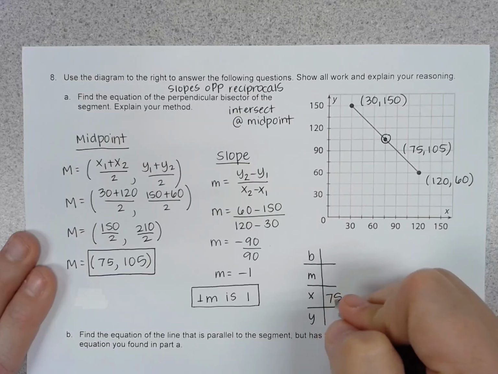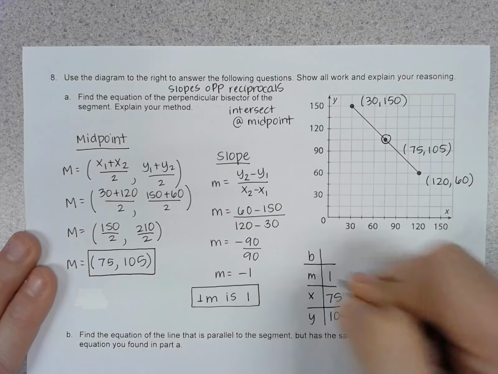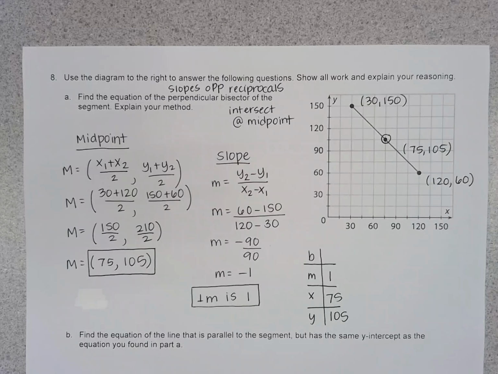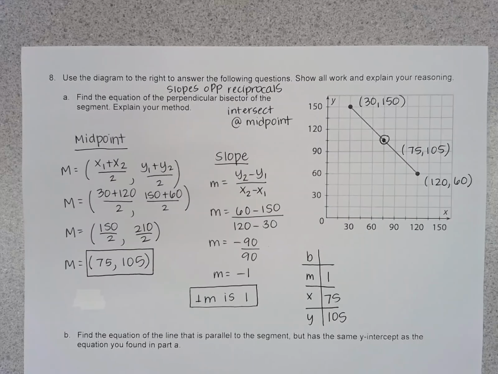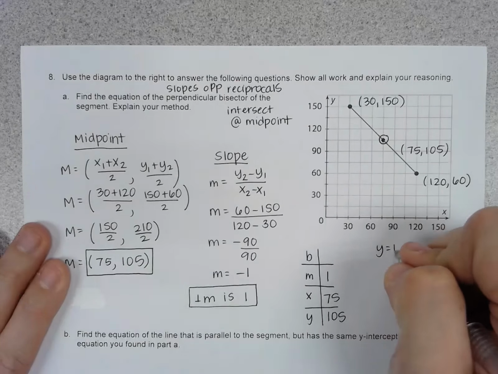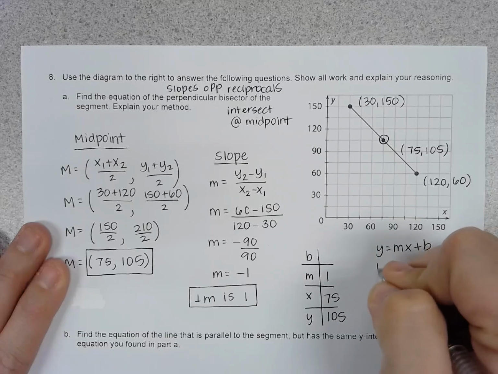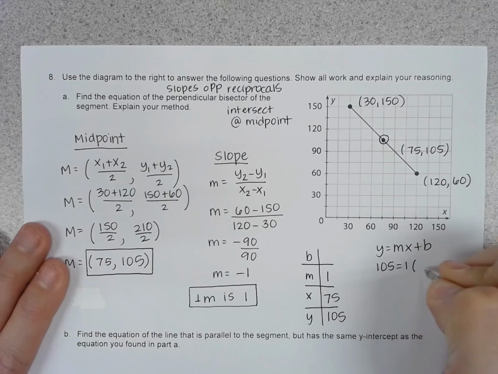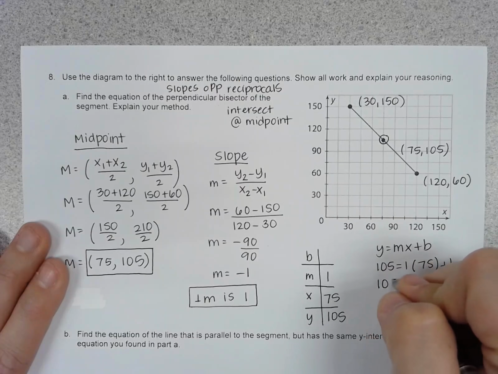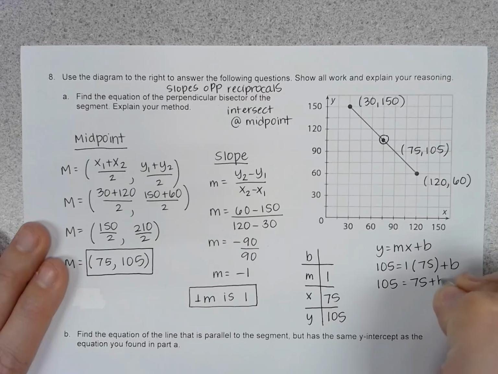So it goes through the point (75, 105), and the slope is positive 1 because it's going to be perpendicular to that line. The slope of that line is negative 1. So when I do y equals mx plus b, I put the x in for the x, the y in for the y, my m in for my m, and then the b stays b because that's what I'm trying to find.